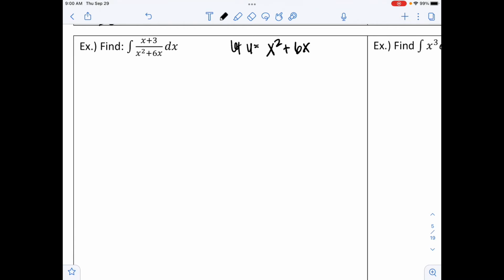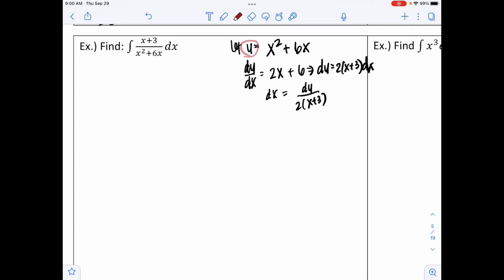So the next step I'm going to do is take the derivative, so I have du/dx equals 2x plus 6, which again, like I said, if you factor out the 2 and multiply both sides by dx, I get du equals 2 times (x plus 3) dx, or we get dx is equal to du over 2(x plus 3).